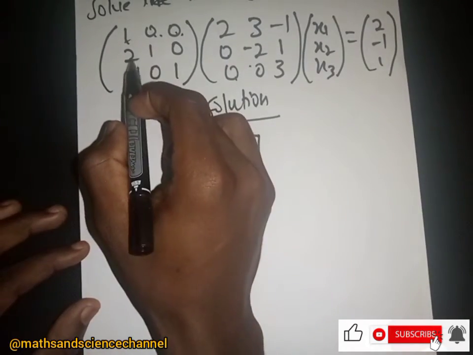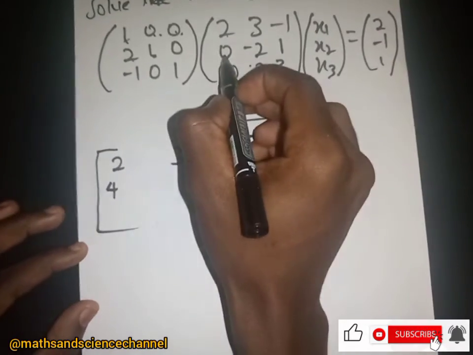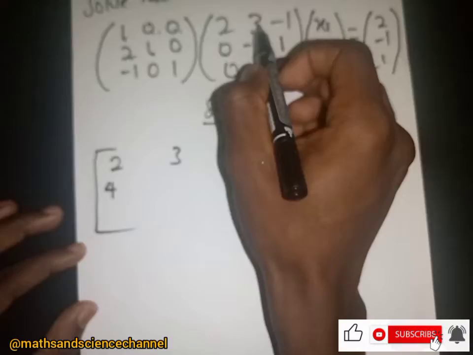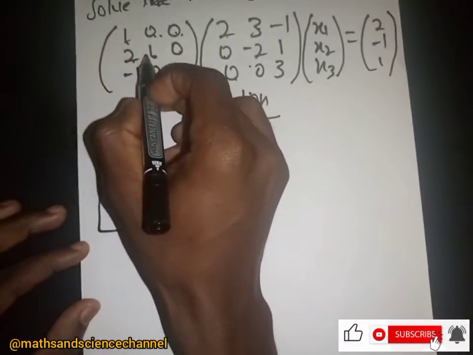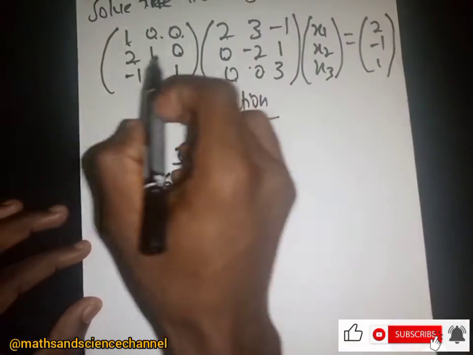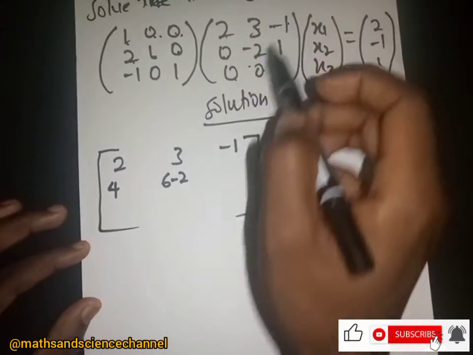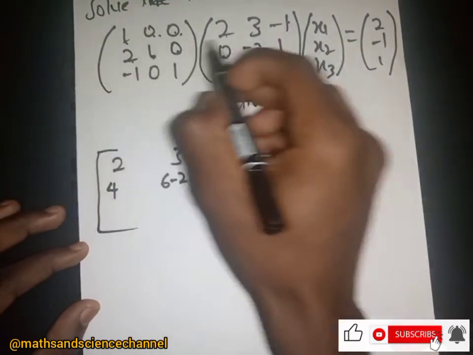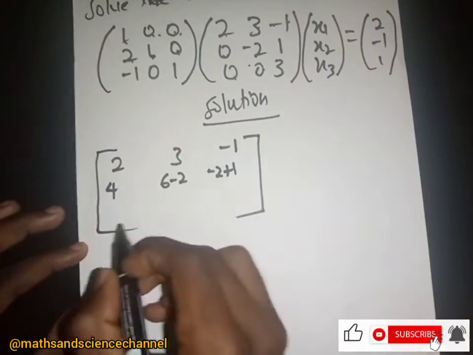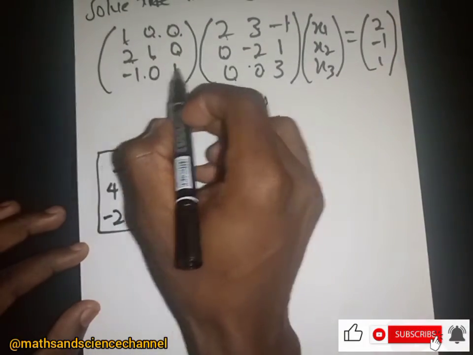Now in the second row, we have 2 multiplies, we have 4, 1 multiplies, that goes to 0, this also goes to 0. In the second part, 2 multiplies that, we have 6, 1 here multiplies -2, we have -2, 0 and 0 goes away. Then we have the last part where 2 multiplies -1, we have -2, 1 multiplies 1 here, we have 1, then 0 multiplies 3 here, we have 0, goes away. Then -1 multiplies 2 here, we have -2, this goes away.